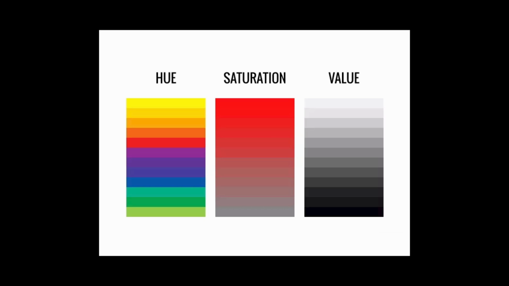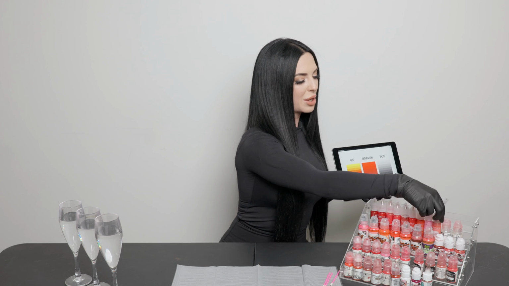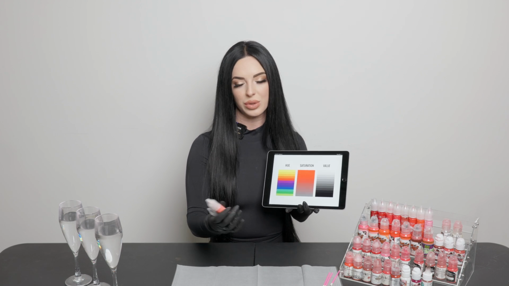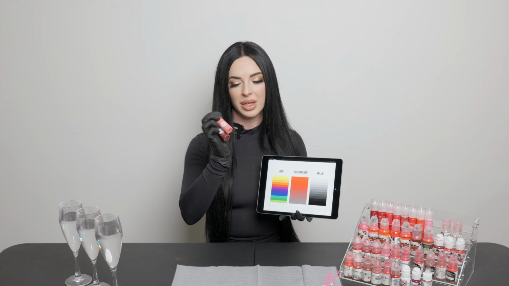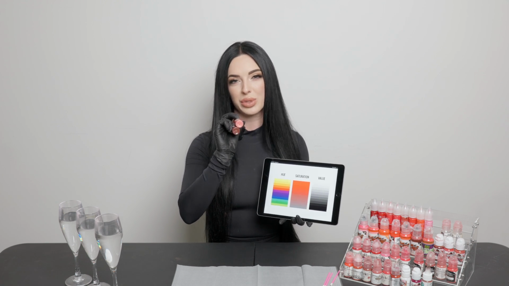The last thing that differentiates color is value, which refers to how light or dark a color is. The higher the value, the closer to white and lighter the color. The lower the value, the closer to black and darker the color. Here's an example. If you look at these two colors, one is lighter because it's closer to white, and one is darker because it's closer to black.